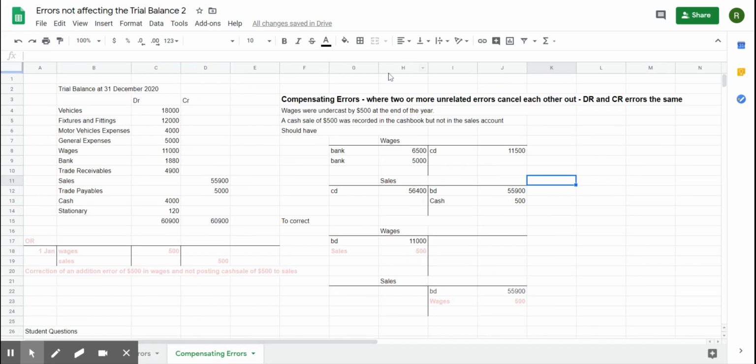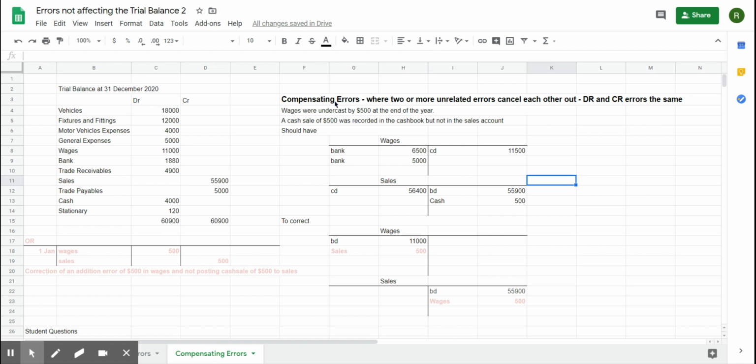Okay, compensating errors are where there are two or more unrelated errors which cancel out, i.e. there's the same size entry on both the debit and the credit side. Or potentially there could be an over recording of a debit entry of $500, for example, and an under recording of a debit entry by $500. But either way, those errors will just cancel out.